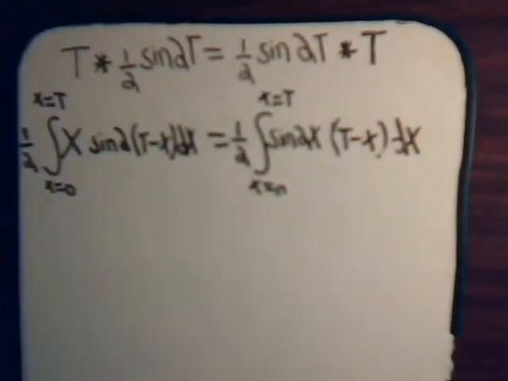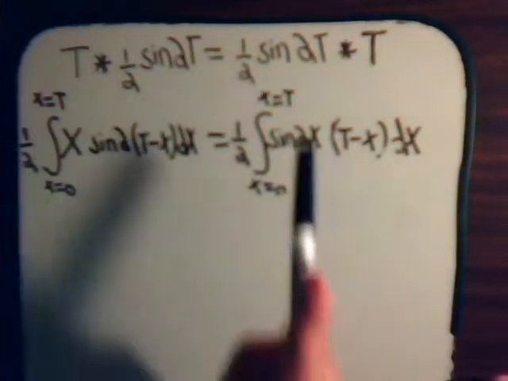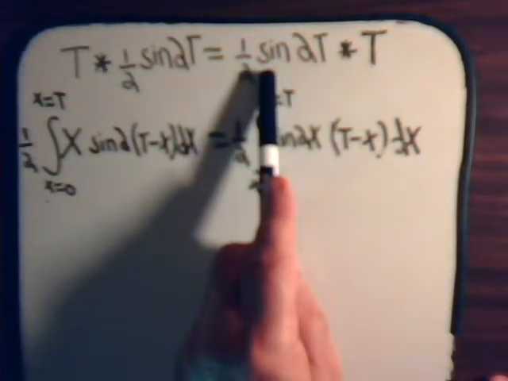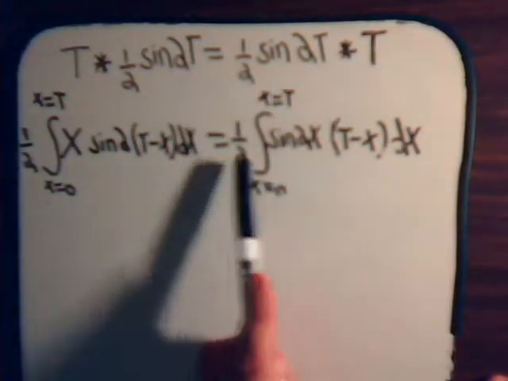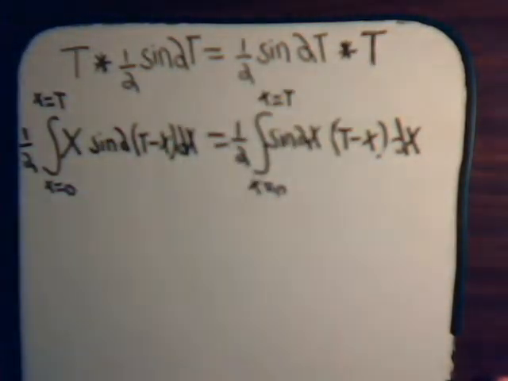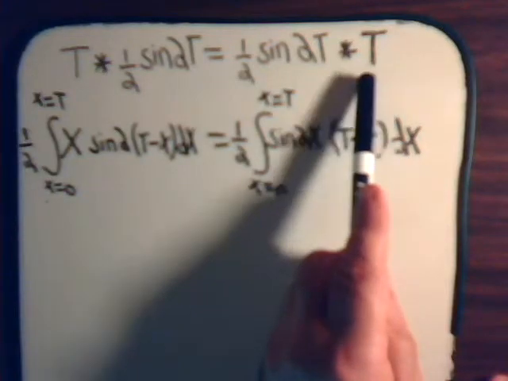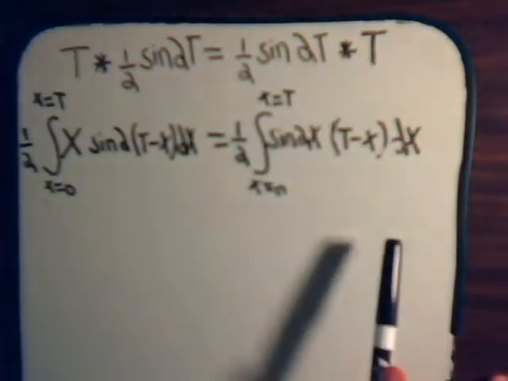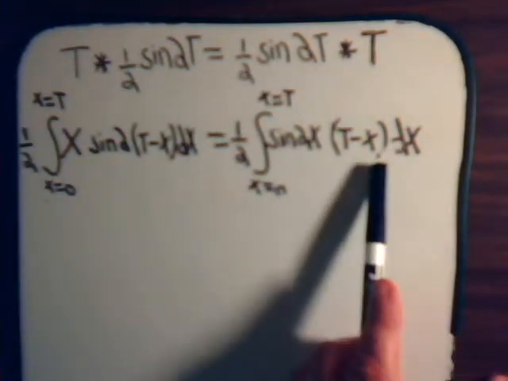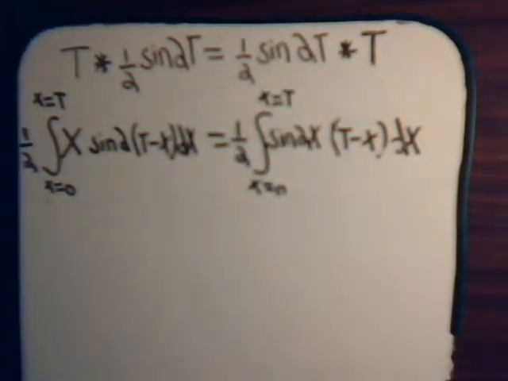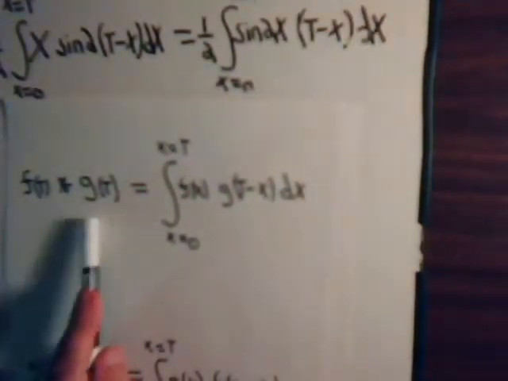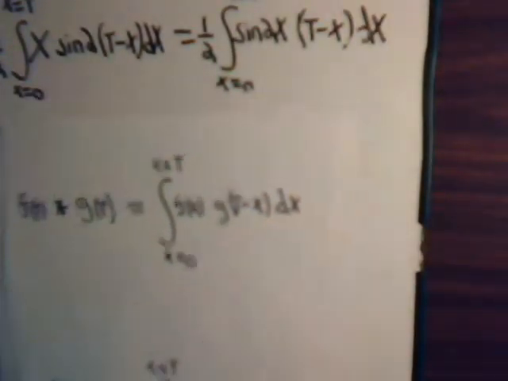When we reverse the order here and write it in integral form, now this is f of t. Inside of the integral it's f of x. We just have 1/2 sine of 2x. This is our g of t. Inside of the integral, g of t is just t, so inside of the integral is just t minus x, corresponding to g of t minus x.